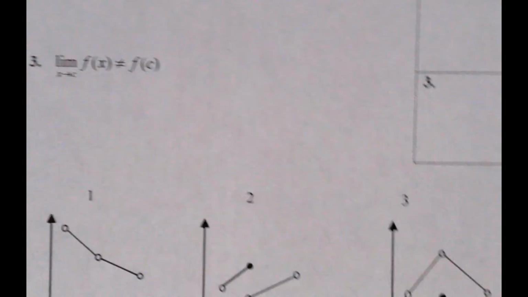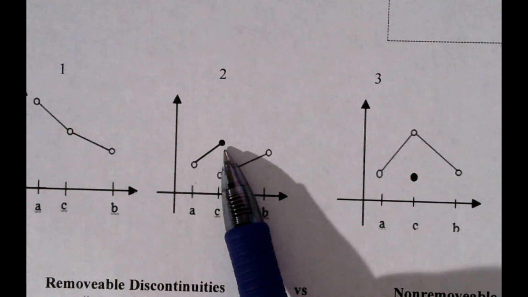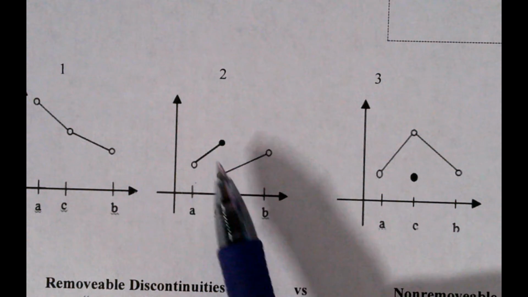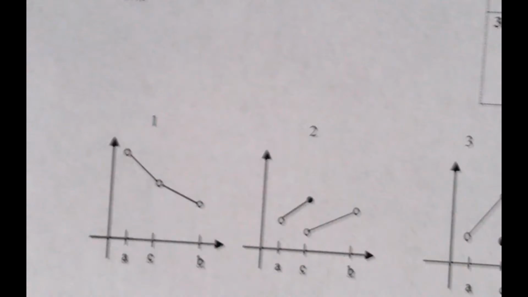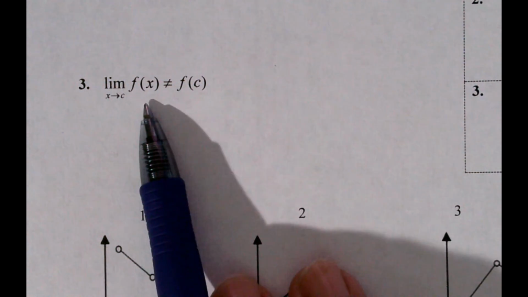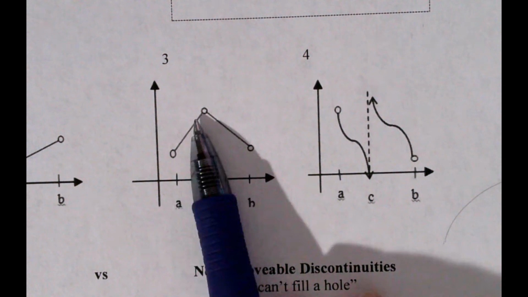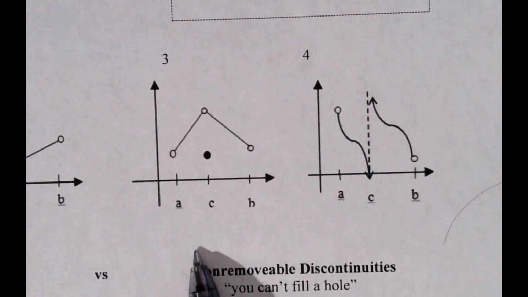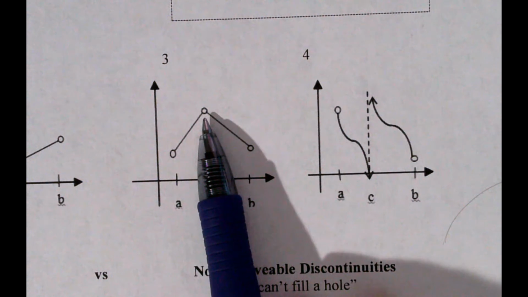Let's see, number 2, where the limit does not exist. Look at example 2. If you look at the left-hand limit and the right-hand limit, they're going to 2 different places. So here the limit does not exist. And the last example, 3: the limit as x approaches c exists, but it's not f of c. So here the two-sided limit as x approaches c exists, but the function value is not the same thing as the limit value, so it's not continuous.